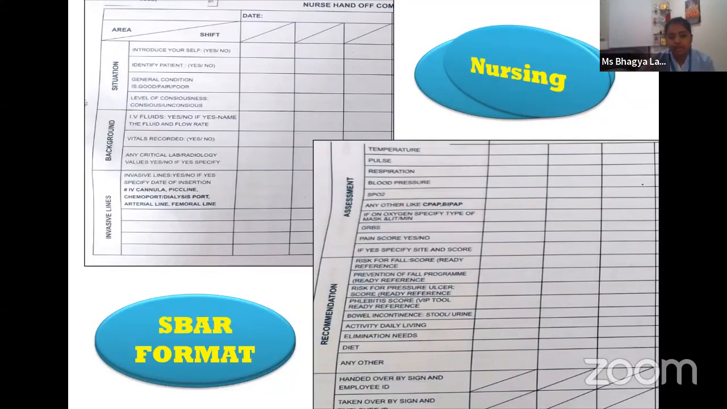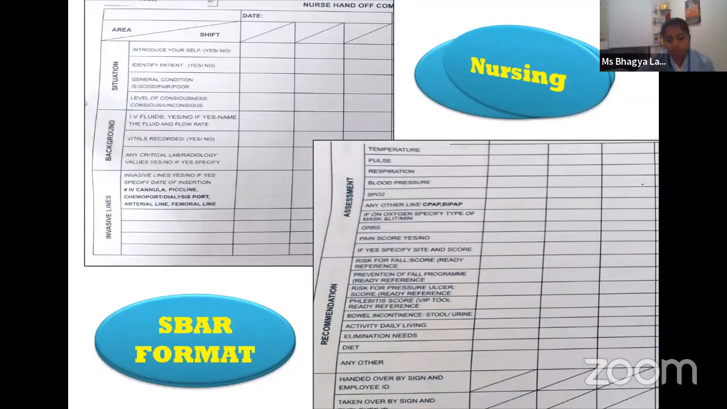This is what you do when you are writing, simultaneously giving handover to the next shift nurse who will take over for the next 8 hours of the shift. Then recommendation. Is there any recommendation you would like to tell the next shift? It may be risk of fall. Is there any risk for the patient? Any risk of pressure ulcers?